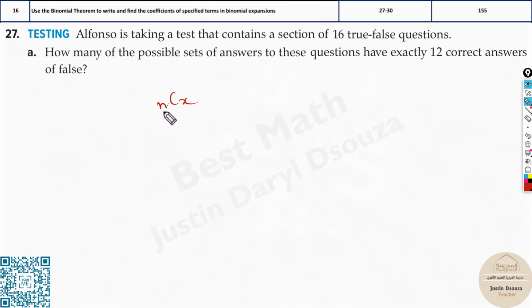This is the formula we'll be using for total possibilities. Now, how many total questions are there? N is 16. What do we want? How many false out of the 12 set, right? So X will be 12. So the answer is 16C12. Now I'm not going to use the formula because it's the electronic part. I'll directly use the calculator and solve.